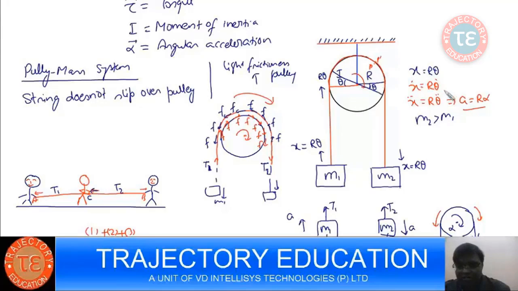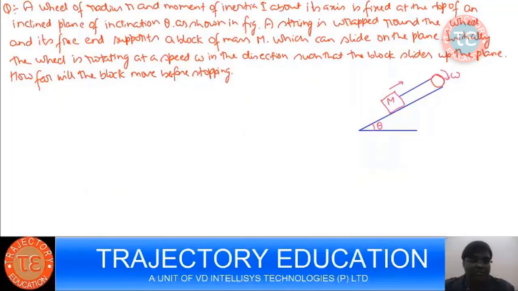Okay. Now let's move to the next question. See this question. The wheel of radius r and moment of inertia I about its axis is fixed at the top of an inclined plane of inclination theta as shown in the figure. A string is wrapped round the wheel and its free end supports a block of mass m, which can slide on the plane. Initially, the wheel is rotating at a speed omega in the direction such that the block slides up the plane. How far will the block move before stopping? Let's see this question.